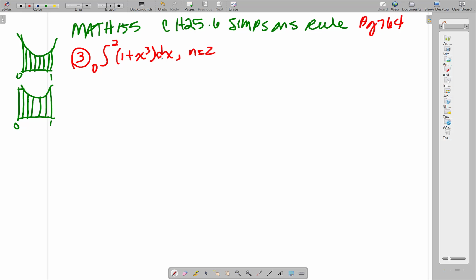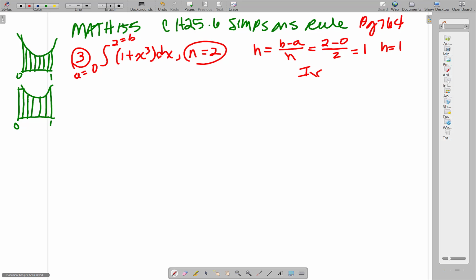There's a lot of similarities between the trapezoidal rule and Simpson's rule. One is that we continue to find h the same way, and h is equal to b minus a over n. Remember, here is your a, here is your b, and our n is 2. So we would have 2 minus 0 over 2, which is 1. h equals 1. That means our increments will be a value of 1.